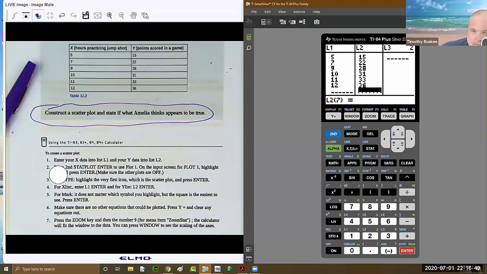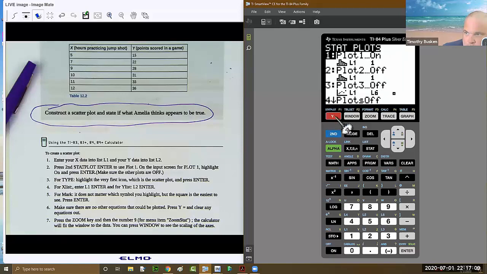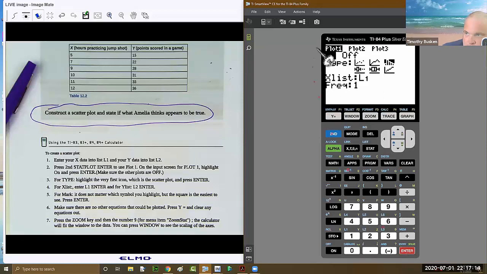So now I'm proceeding over here to step two. We want to turn our stat plot on. So we want to turn stat plot one on. It says press second stat plot enter. So right up here above the y is the stat plot command. So we're going to press second y equals and then hit enter. And we want to make sure that our stat plot one is on. If it's not on, then we move our cursor to highlight the word on and press enter.